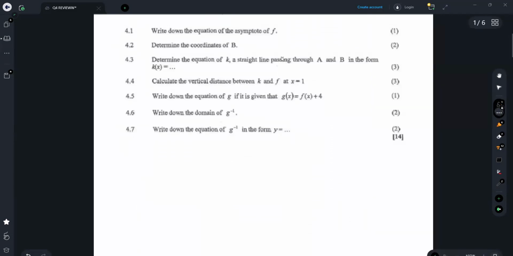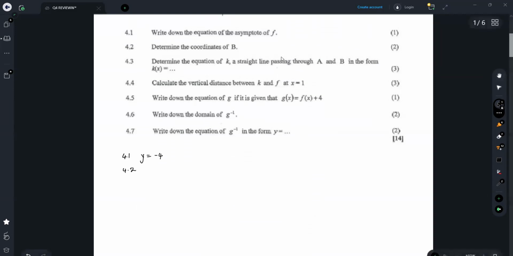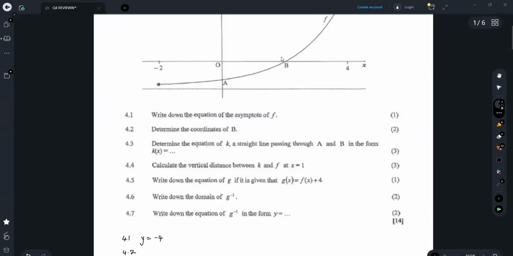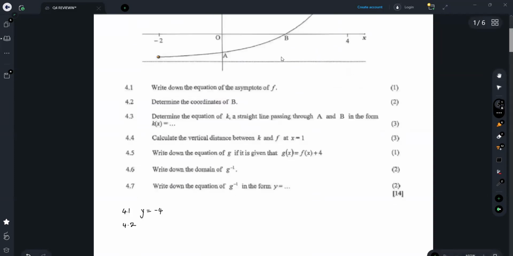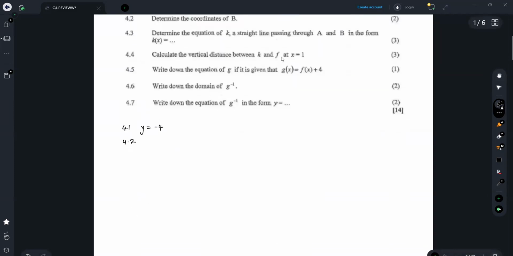So 4.1, we have y is equals to -4, because it's a horizontal line that passes through a y value like that. Okay. So now let's go on to 4.2. Now they say determine the coordinates of B. Well, remember that B here represents the x-intercept of the function. So we have y is equals to 2 to the power x minus 4.